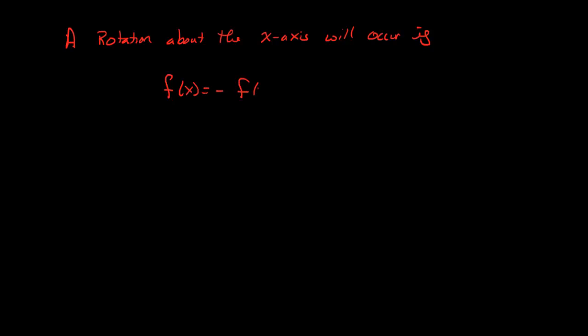So we will say a rotation about the x-axis will occur if you negate your base function, which is the same thing as me writing if f(x) equals the negation of f(x). So this is the same thing as me saying negate the base function. So in that last example, we saw an x-axis rotation when we negated the entire square root of x.